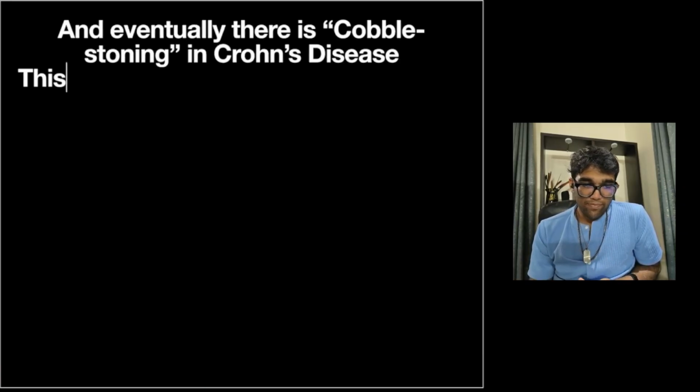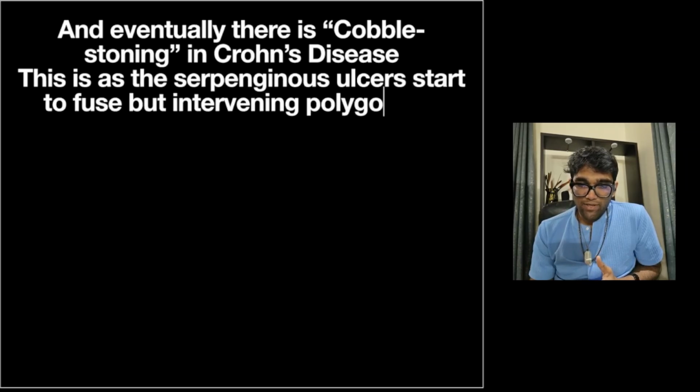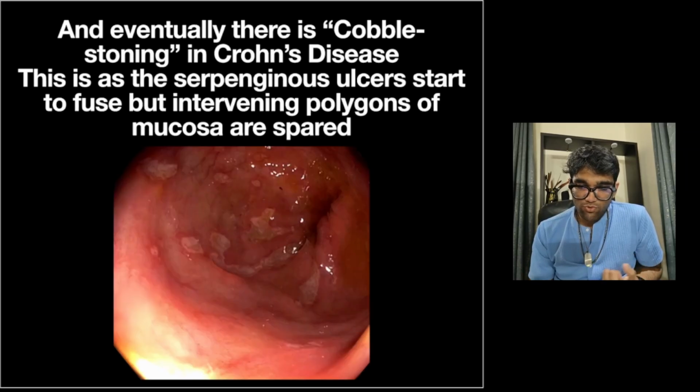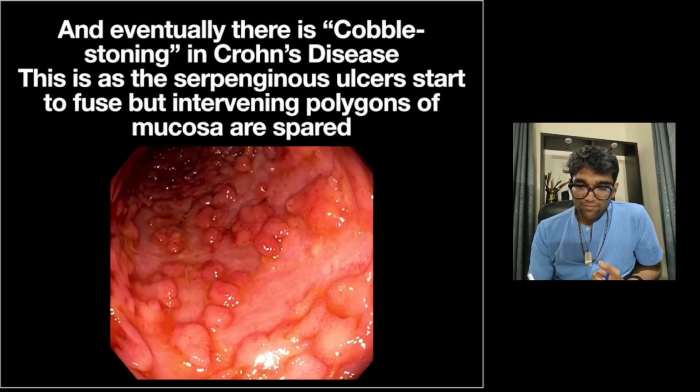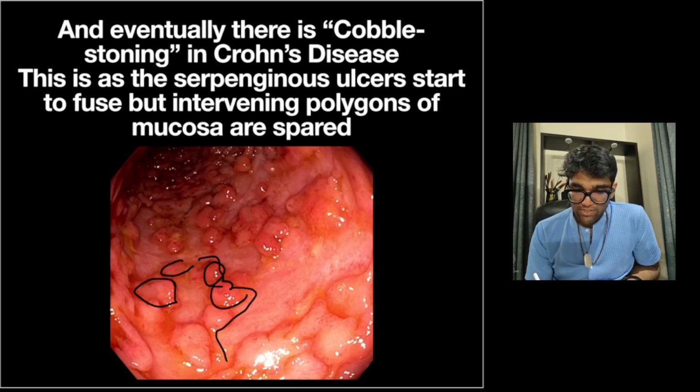And if we take that process and extend it continuously, then what ends up happening is that the serpentinous ulcers fuse together so much that most of the mucosa is now ulcerated, and there are these islands of sparing in between. Okay, these islands of sparing, I think I should use a black marker. So these islands are sparing in between, okay, with serpentinous ulcers in between like this.